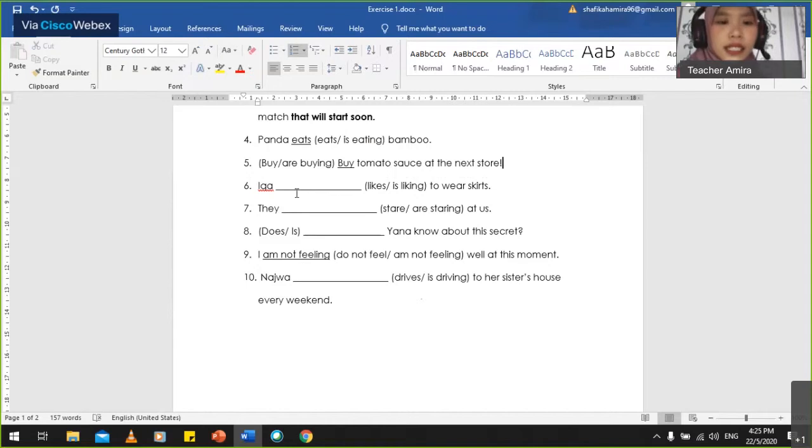Okay, now number 6. Ika likes or is liking to wear skirts. What do you think? Ika likes or is liking. Okay, the hint is that there is no mention of at this moment or today or now. So yes, good job Alia Tasha. Good participation. I like your participation. Ika likes to wear skirts. Okay, correct. True. Good job.